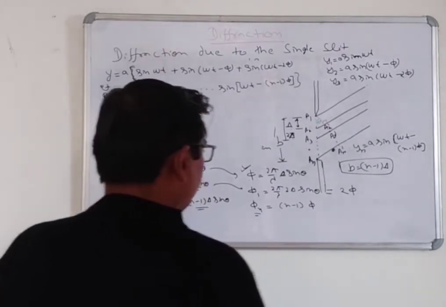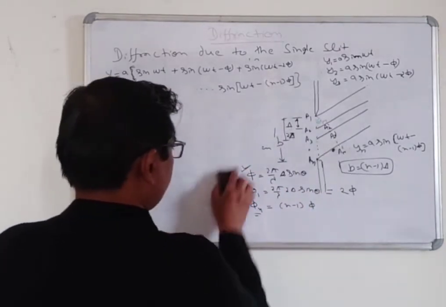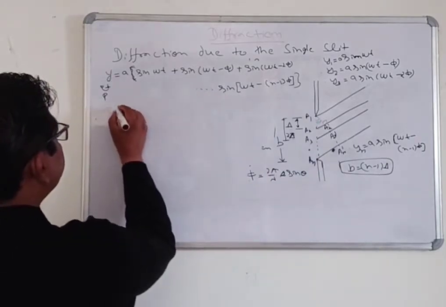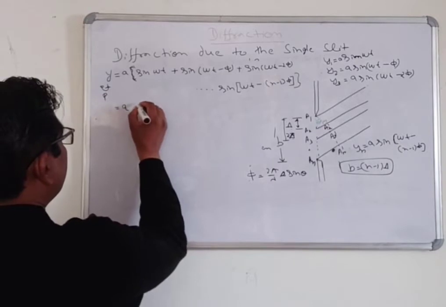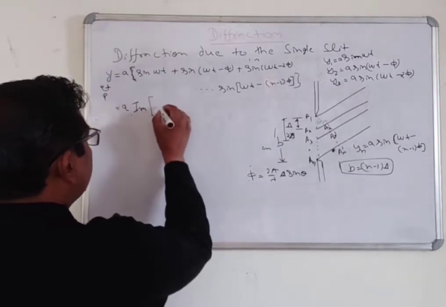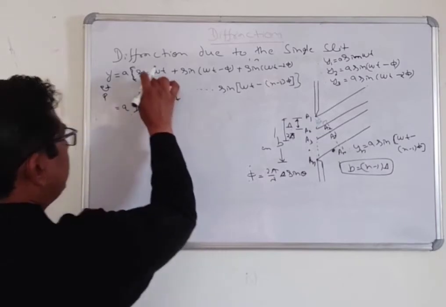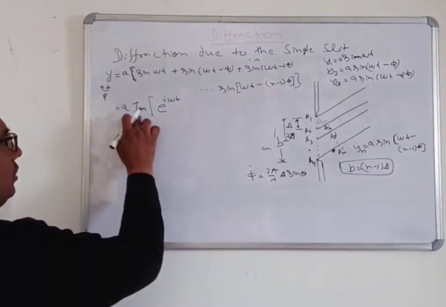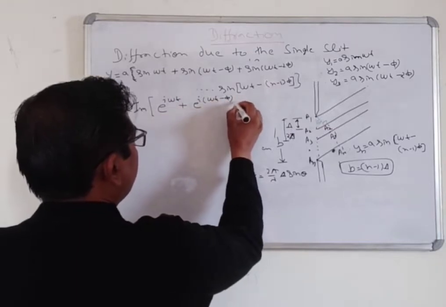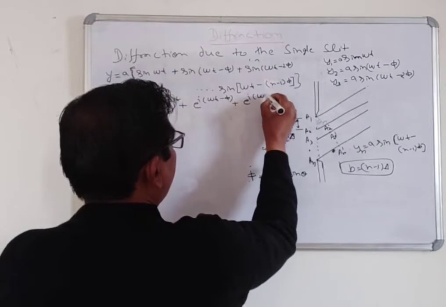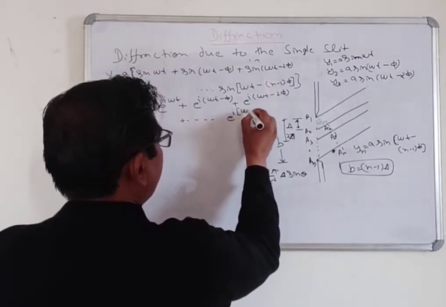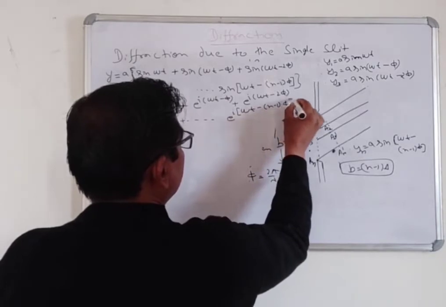Now, what will the resultant be? The sum of these waves is equal to, suppose we write in exponential form the imaginary part, like that: e to the power i omega t, this term, plus e to the power i omega t minus phi, then plus e to the power i omega t minus 2 phi, and up to e to the power i omega t minus n minus 1 phi, like that.